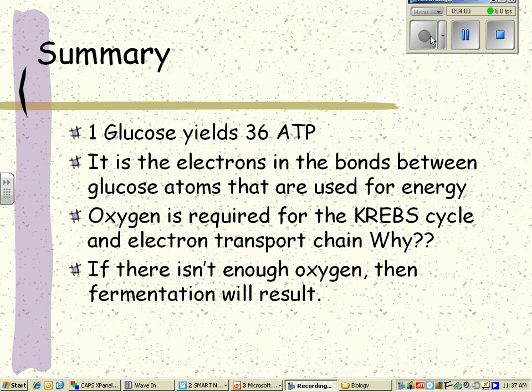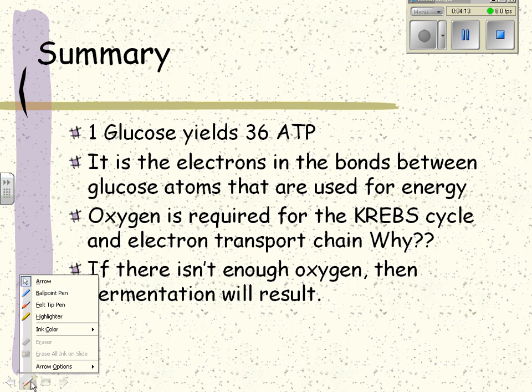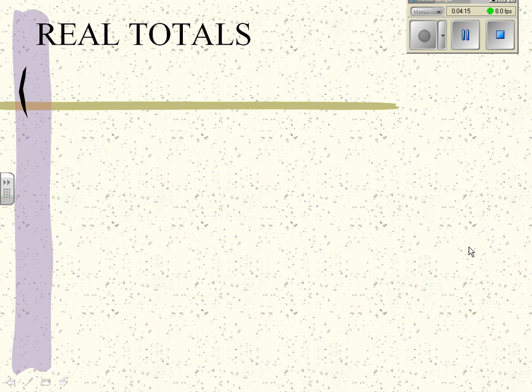So we get 36 ATP per glucose. It's the electrons that are used for the energy, that the energy source is. Why do we need oxygen? To pick up the electrons. Pick up the electrons.